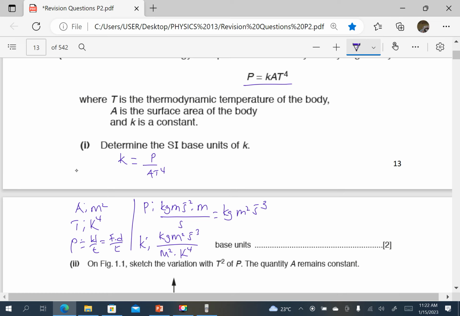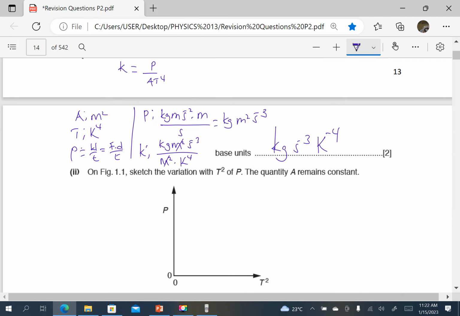And you notice that m squared has cancelled, so I remain with the kilogram s power -3 and K, capital K power -4 as the base units of K.